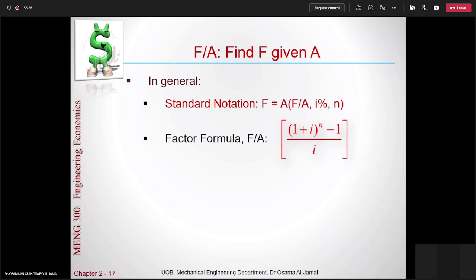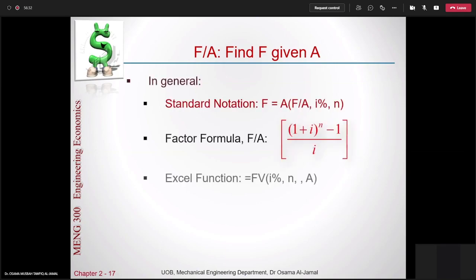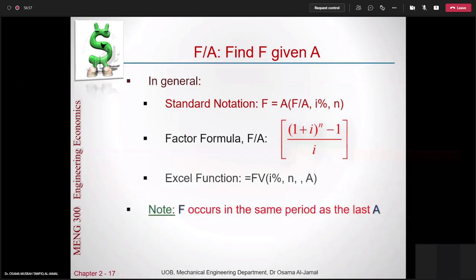Using Excel, equal to what we want to find. We want to find the future value. I, N, and here this is for P. We don't have any P here. We don't have a present value, so we'll leave it blank. A, which is the PMT, which is the annuity. Just to remind you about F, which is going to occur in the same period as the last annuity or the last cash flow of that annuity.